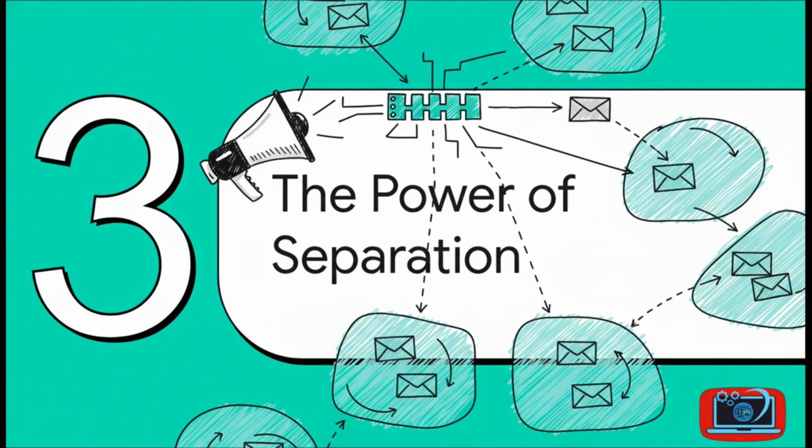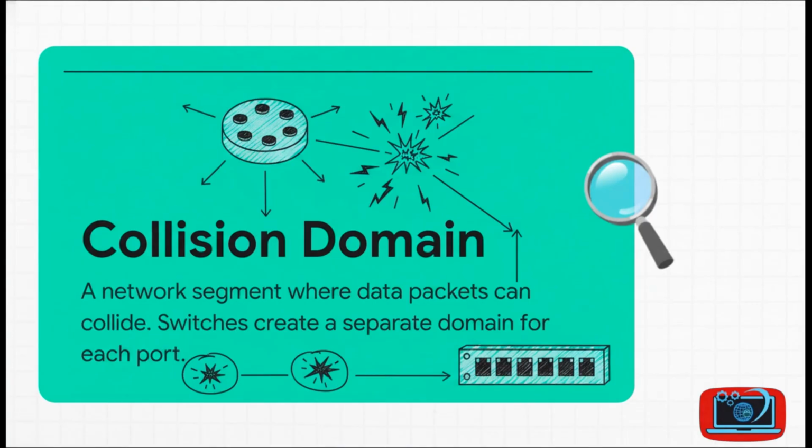So how does the switch actually pull this off? How does it manage to go from being a loud megaphone to a super efficient mail carrier? Well, it's all about intelligently dividing the network up into separate, smaller pieces. The key concept here is something called a collision domain. You can just think of it as a zone where data crashes are able to happen. With an old hub, the entire network, every single device, was one giant collision domain. Any two devices talking could cause a crash for everybody else. But a switch completely changes the game by creating a tiny, separate collision domain for every single one of its ports.